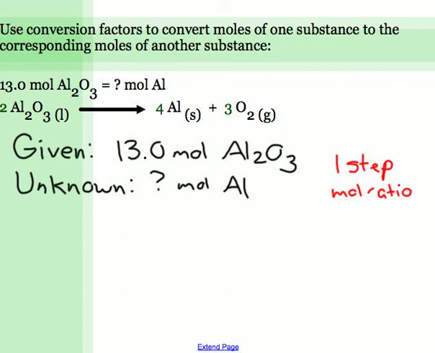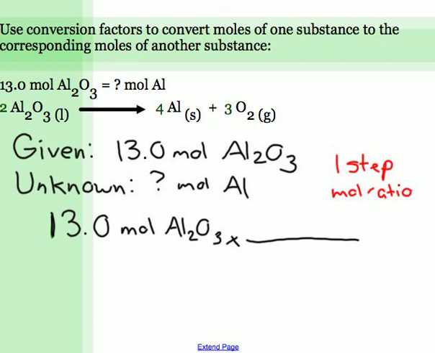So when you start the problem, the first thing you want to do is write what they give you. So let me use a color that actually shows up a little better. So we have 13 moles of aluminum oxide. Now, to get to moles of aluminum, we need that mole ratio we just had. Since we want aluminum, that means that moles of aluminum have to go on top, and moles of aluminum oxide must go on the bottom. And again, we do that so that these moles are going to cancel.